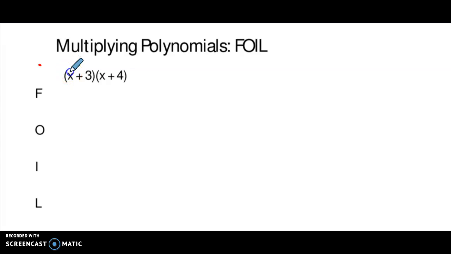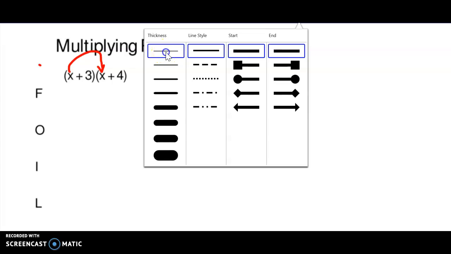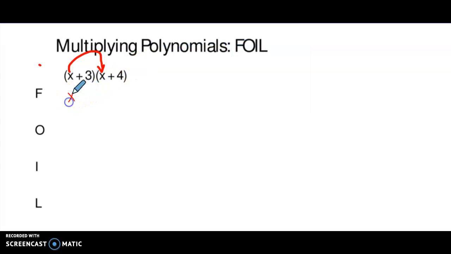So F stands for first, which means first from the first and first from the second, and we multiply them. So first times first would be x squared. Then the O stands for outer, which is this, and that would be 4x. The I stands for inner, which is this right here, and that would be 3x. That's positive, that's positive. And finally, the L stands for last, which is this times this. And 3 times 4 is positive 12.